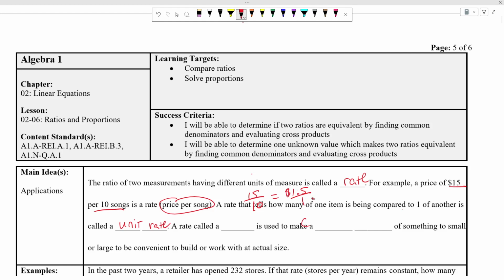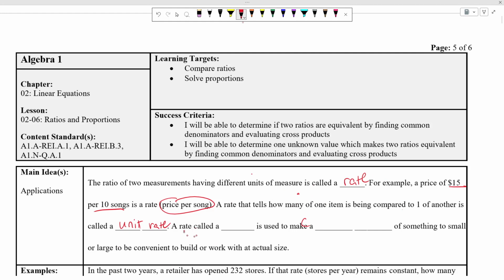Cost per one song, right? Everything per one of something, that's a unit rate. A unit rate. So in this case, you would say the unit rate of the cost of a song is $1.50. Anyways, there's sort of that.